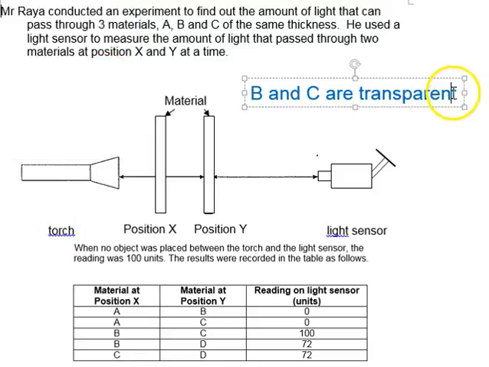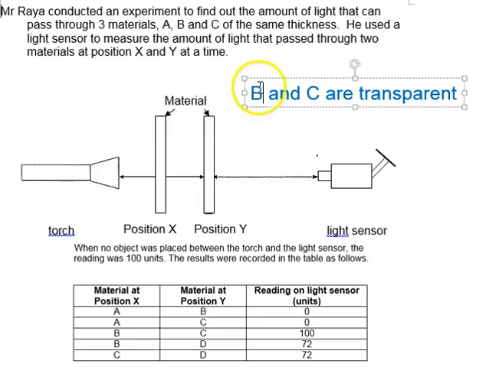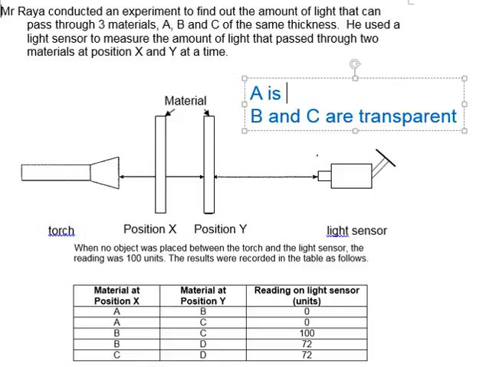Now, if B and C are transparent, and when we put A together with B and C, it becomes zero. That means we can be very certain that A is opaque, right? And then when we put B and C together, it's 100. That means B and C are transparent.